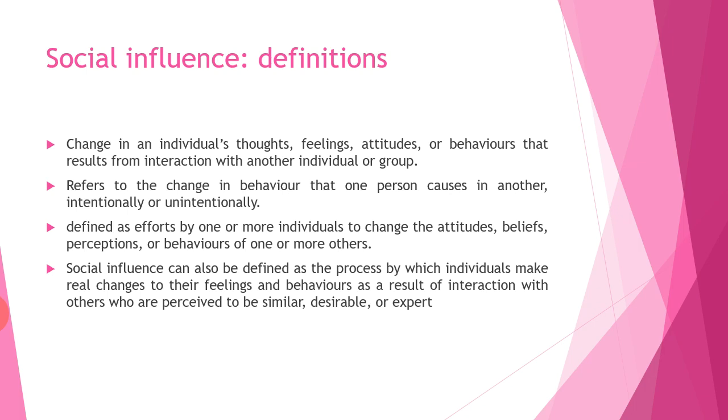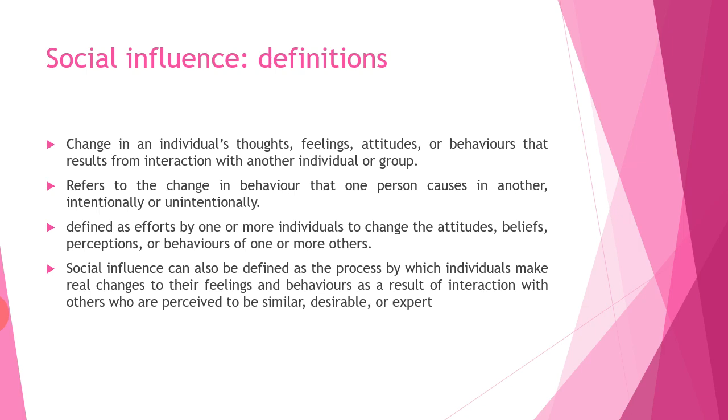Social influence is a change in an individual's thoughts, feelings, attitudes or behaviors that results from interaction with another individual or group. So how our thoughts, feelings, attitudes and behaviors can be genuinely changed through interaction with another individual or group. It refers to the change in behavior that one person causes in another, intentionally or unintentionally. So the change the person perceives in himself in relation to the influencer, the other people and the society in general.